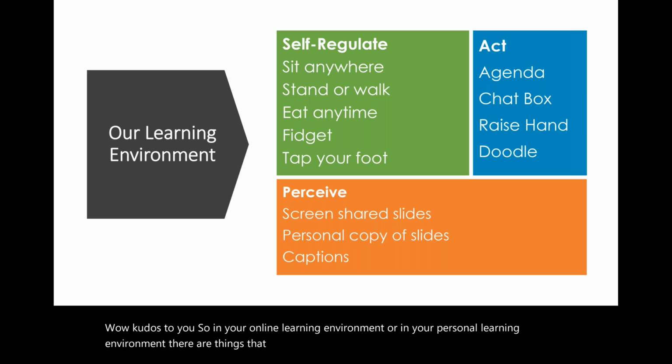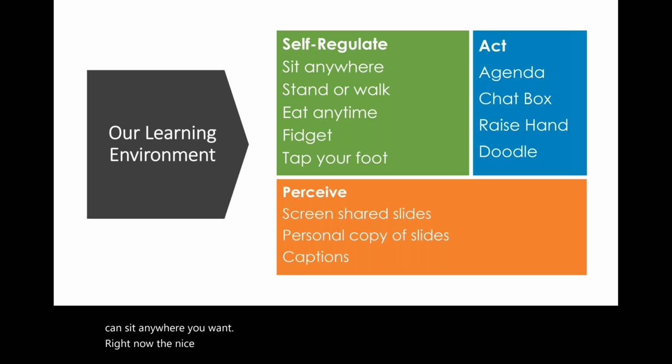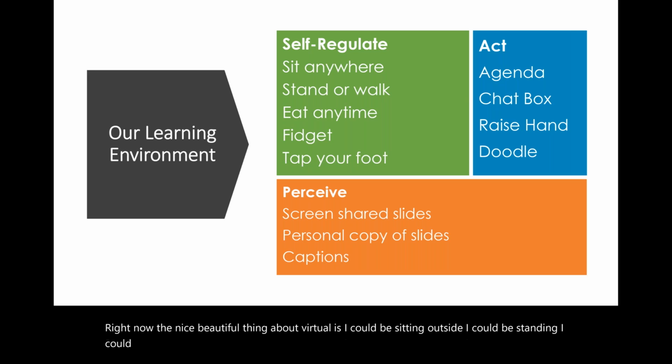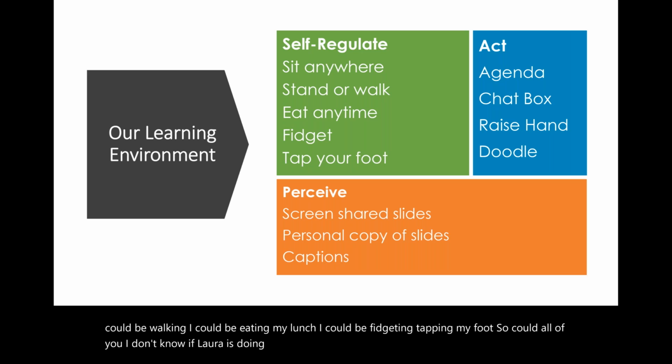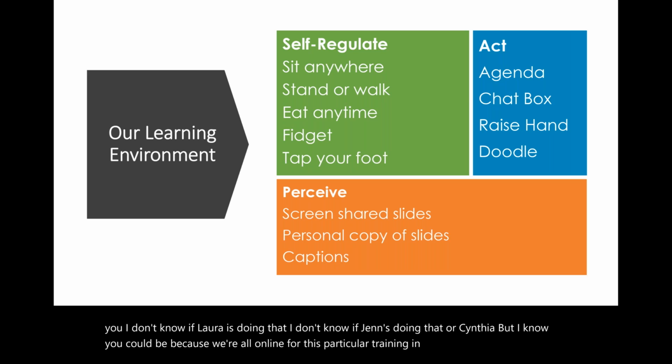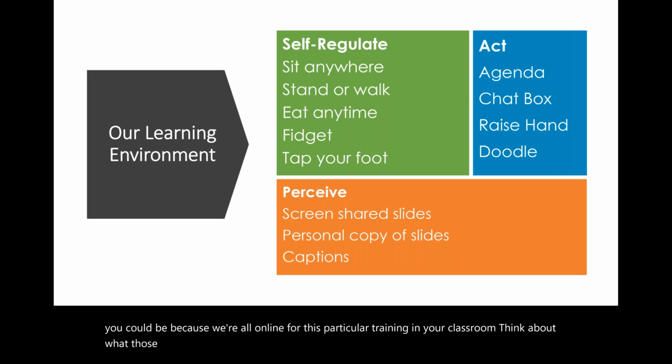So in your online learning environment or in your in-person learning environment, there are things that you can do to self-regulate. So you can sit anywhere you want. Right now, the nice, beautiful thing about virtual is I could be sitting outside, I could be standing, I could be walking, I could be eating my lunch, I could be fidgeting, tapping my foot. So could all of you. I don't know if Laura's doing that, I don't know if Jen's doing that or Cynthia, but I know you could be because we're all online for this particular training. In your classroom, think about what those self-regulation mechanisms are and what those look like, and see if there are things you can do to help your students really self-regulate.